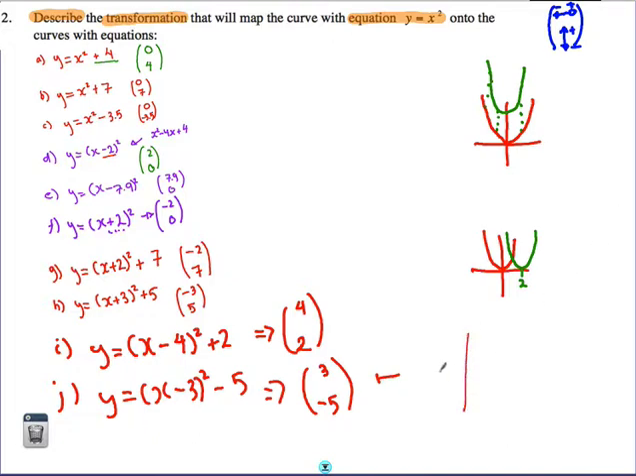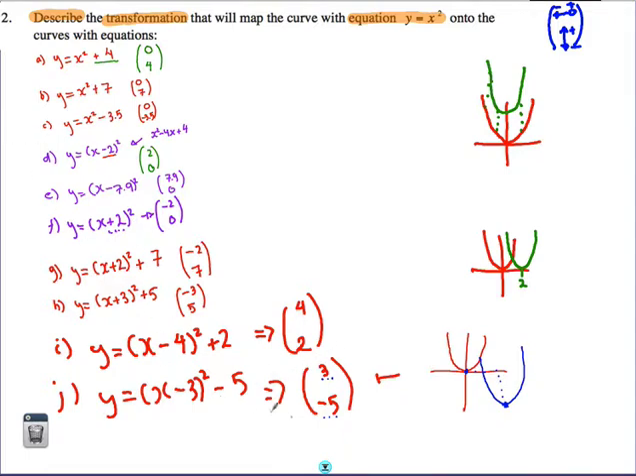So if we had our parent curve that looked like this, the minimum of the parabola, which is over here, is going to be moved 3 spaces to the right, so 1, 2, 3, and 5 spaces down, 1, 2, 3, 4, 5. So the minimum is somewhere here, and we could just sketch what it would be, and we're done.